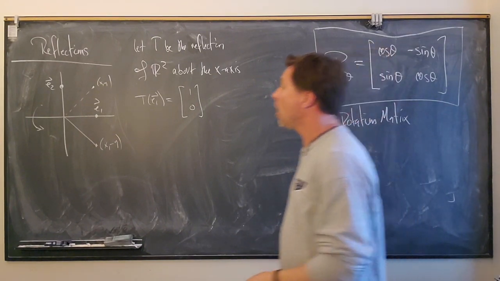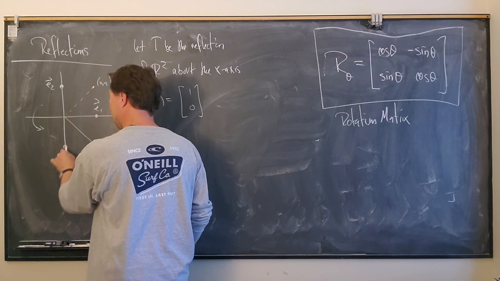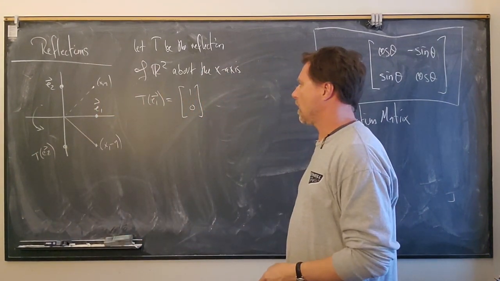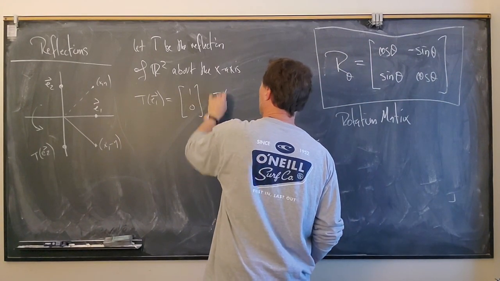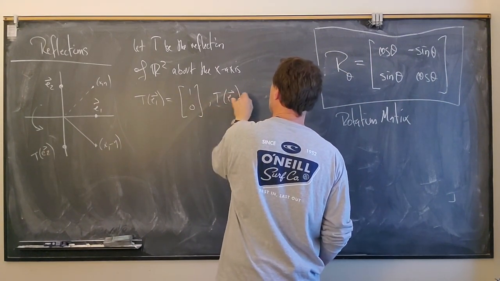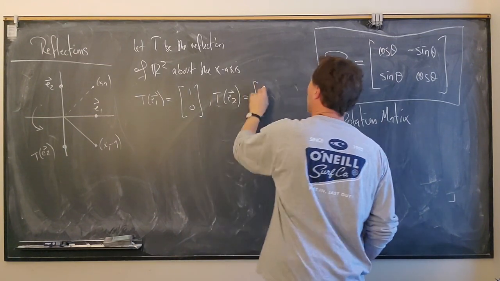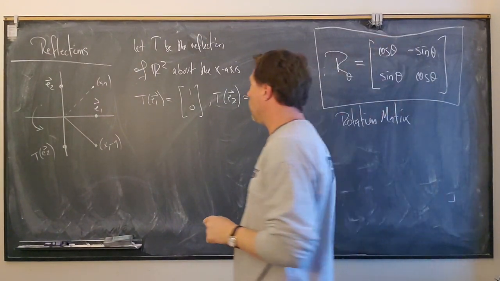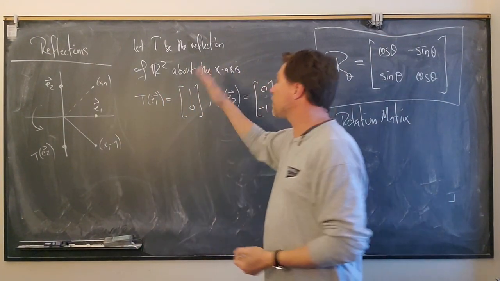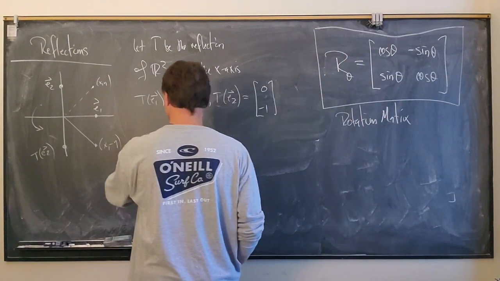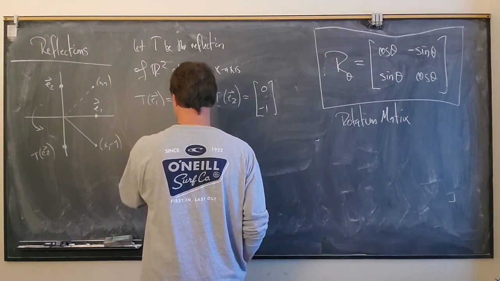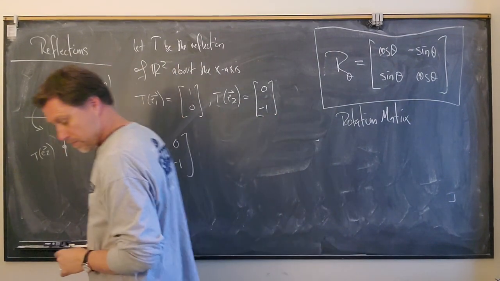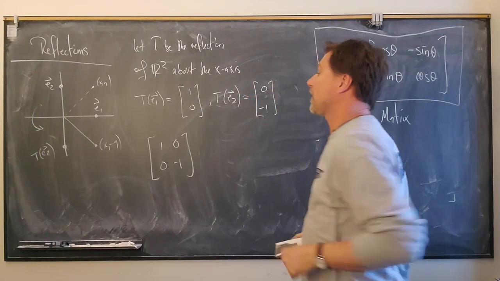How about E2? Well, T of E2 gets taken down to here. And so T of E2, it's easy to see, is equal to the column vector 0, minus 1. And so the matrix corresponding to the reflection about the x-axis is 1, 0, and 0, minus 1.